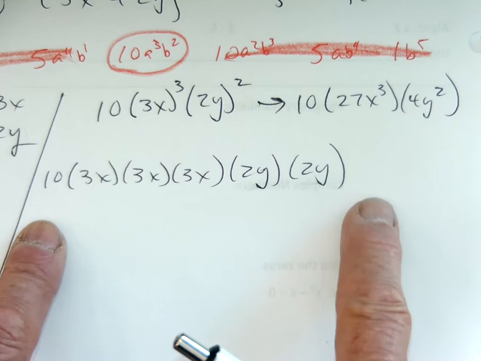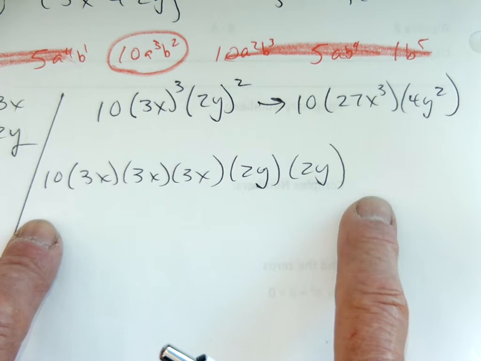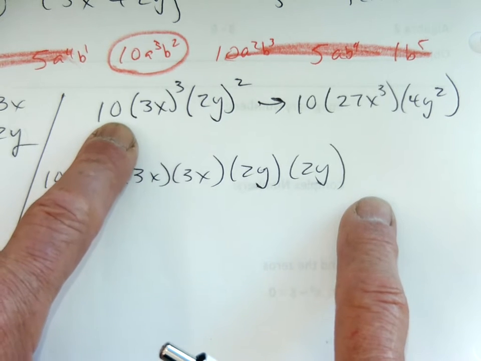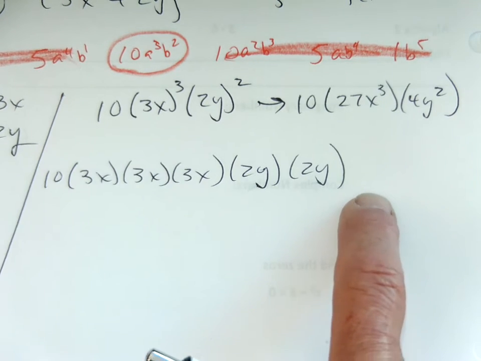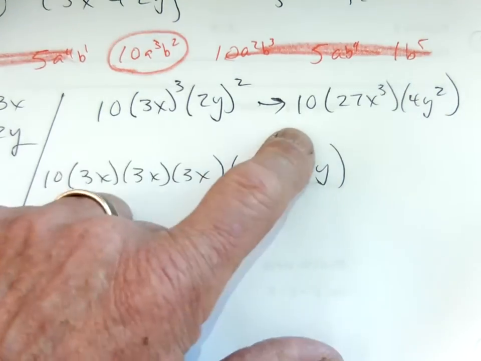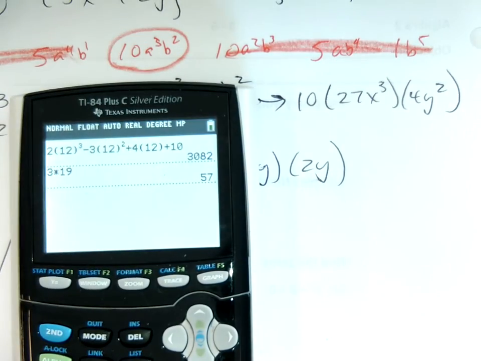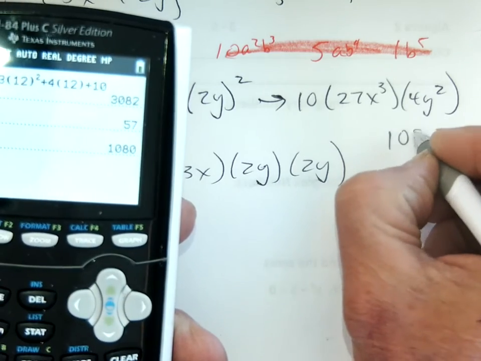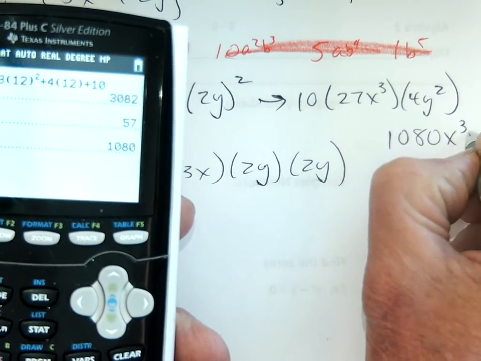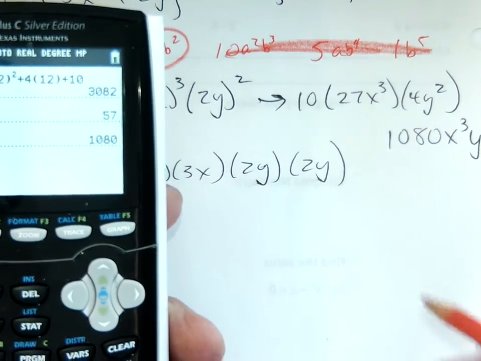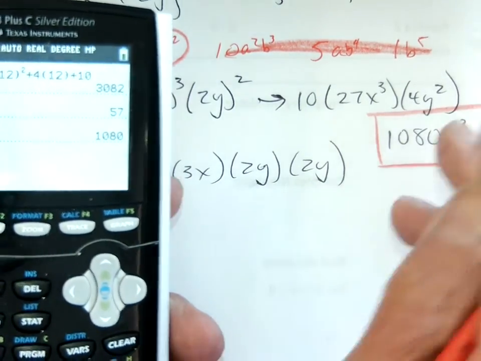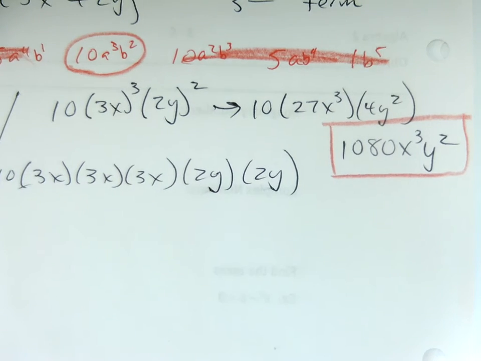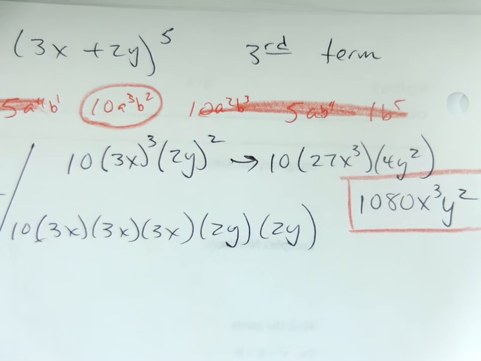Or you'd get the same thing doing this, wouldn't you? Would you accept the first answer, or would you want it simplified even more? I would take half off. I think it's worth a couple of points, so I wouldn't give you full credit. To get full credit, what is 10 times 27 times 4? 1080 x cubed y squared. That's what I want for full credit. That wasn't so hard. I just used my calculator to multiply those out.